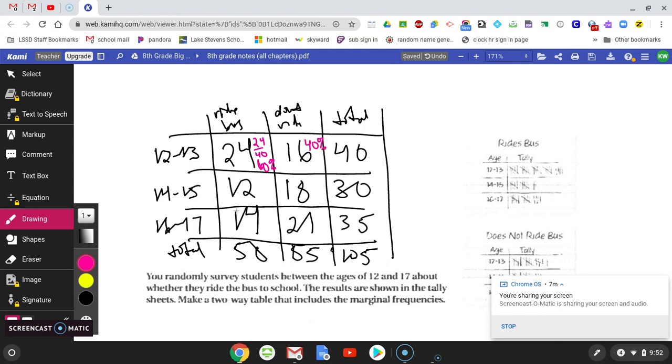Okay. For the 14 to 15-year-olds, how many ride the bus? We would do 12 divided by 30, which is 0.4, which is 40%. And then we would do 18 divided by 30, which would give me 60%.